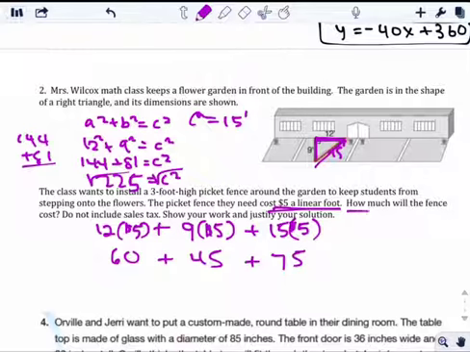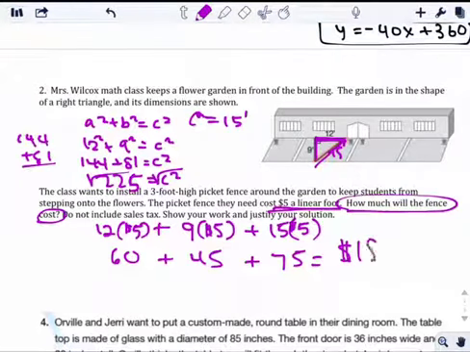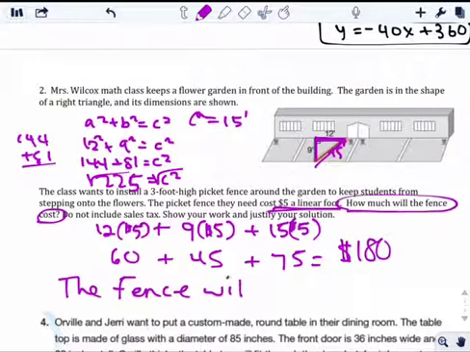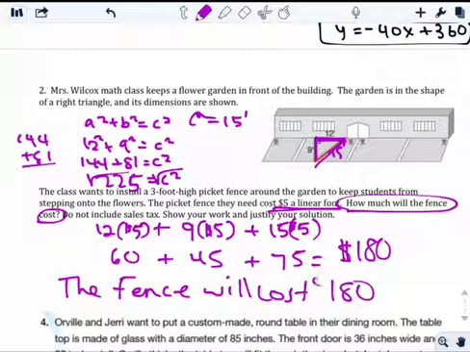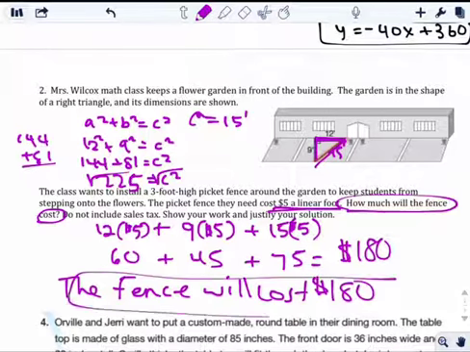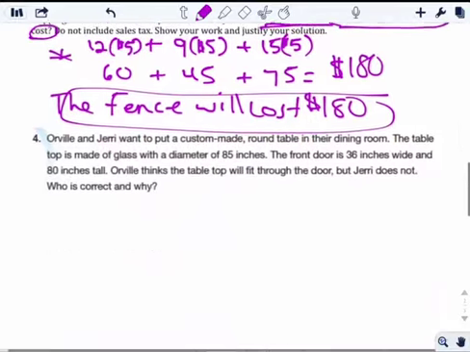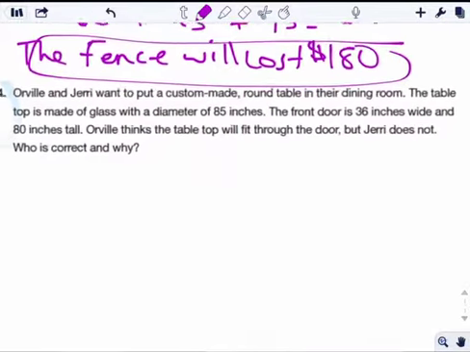And it says, how much will the fence cost? Okay, well, the fence costs $180 total. So you need to put the fence will cost $180. And justifying for me for this problem is all this work. I don't need any more words, I'm sorry.